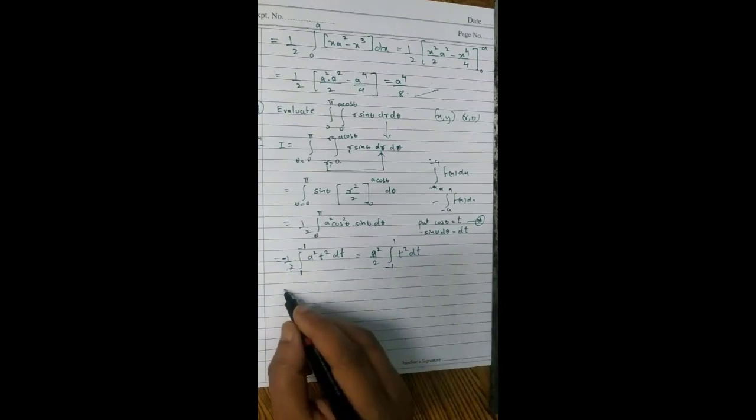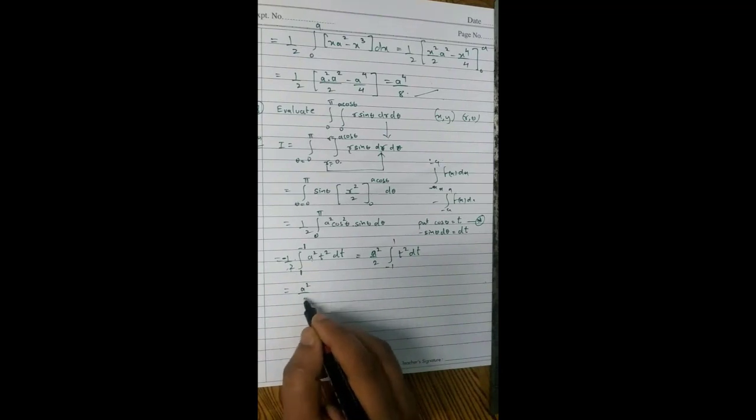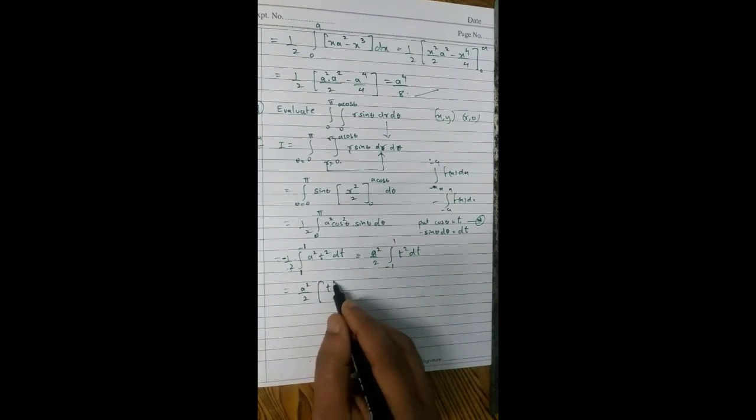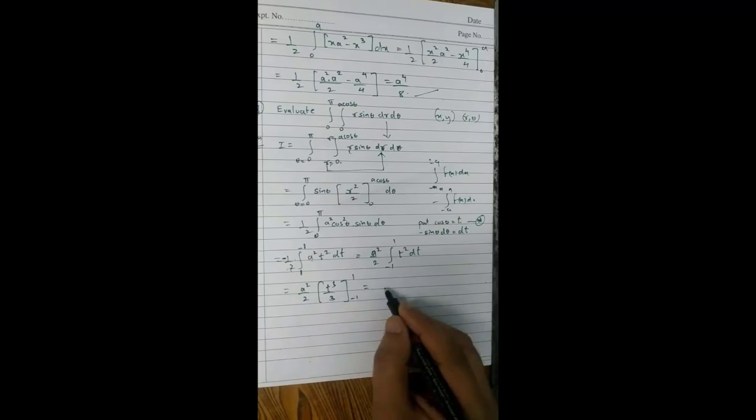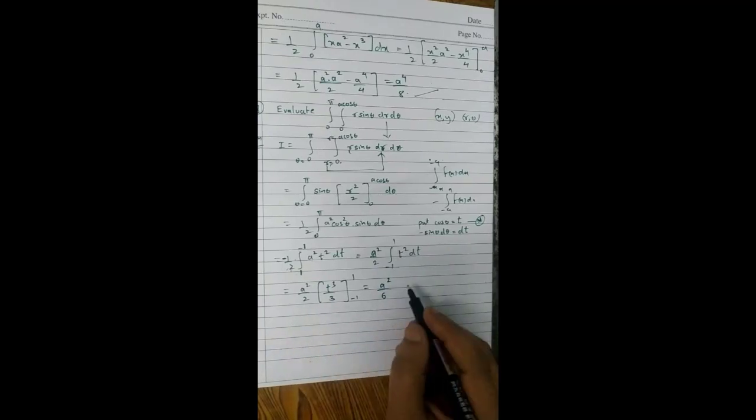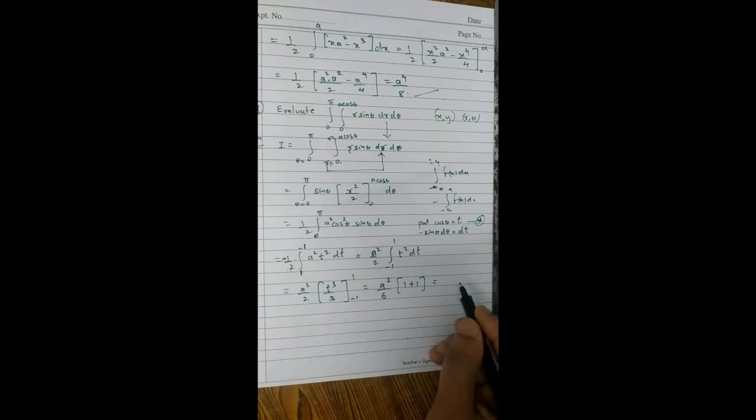So now this turns out to be a square by 2 over the limit t cube by 3 from minus 1 to 1, which is equal to a square divided by 6. Upper limit is 1, it becomes plus 1, which turns out to be a square by 3, and this turns out to be the answer.